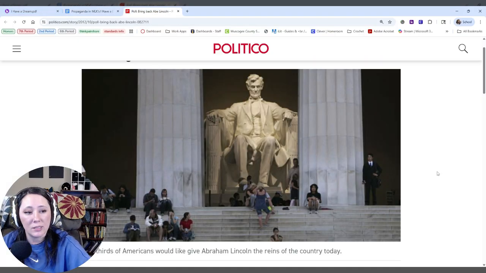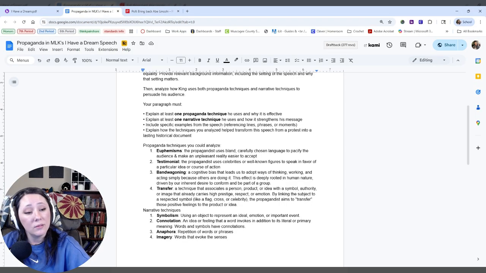Look how big this thing is. Take it in. Abraham Lincoln was the president who signed the Emancipation Proclamation, pushed for the 13th Amendment, and basically ended slavery in the United States. Okay? So the setting is important.